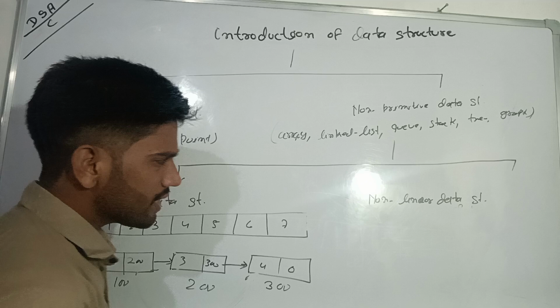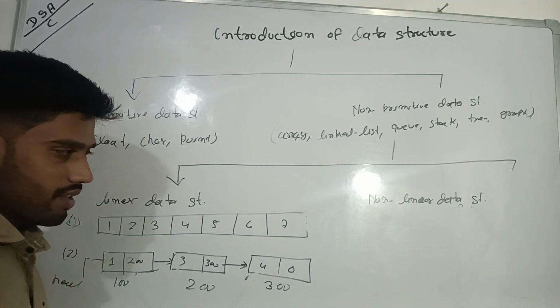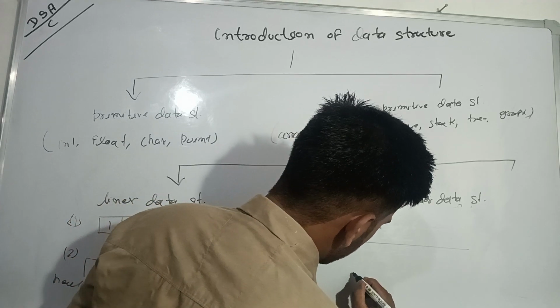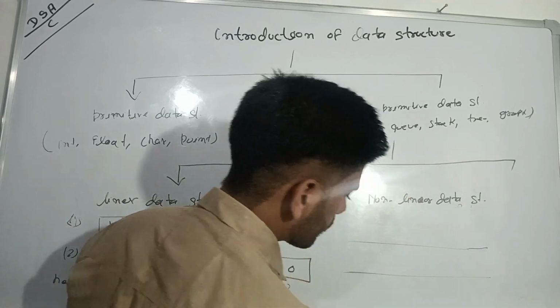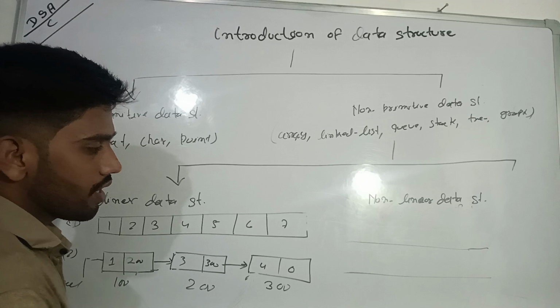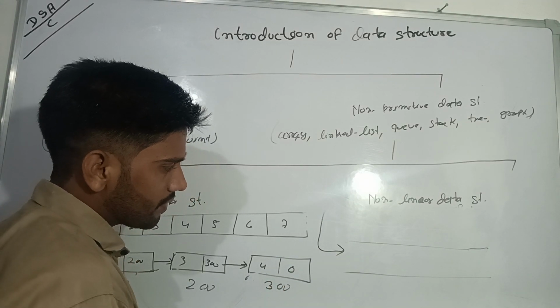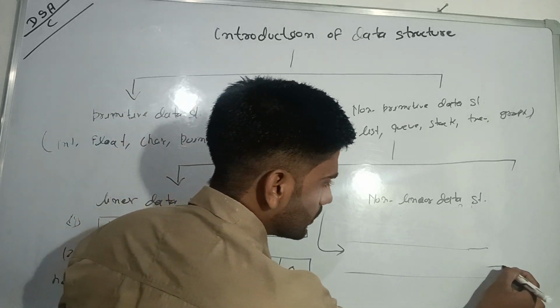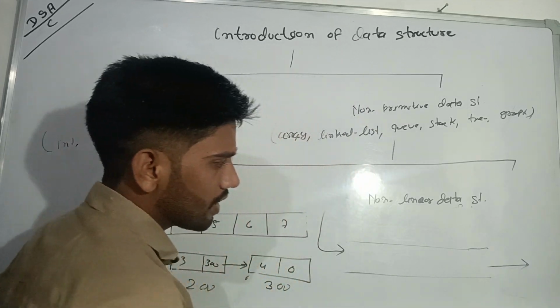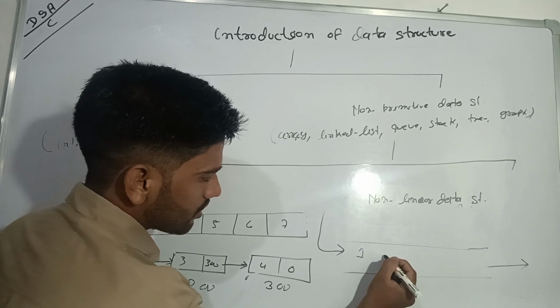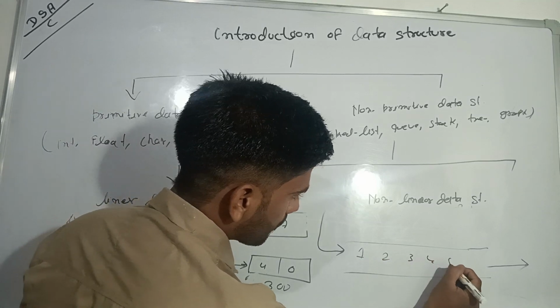And also we can take a stack, and the third one is a queue. In a queue, we can insert data and delete the data in sequence order. Here suppose that 1 is inserted, 2 is inserted, 4, 5, 6.